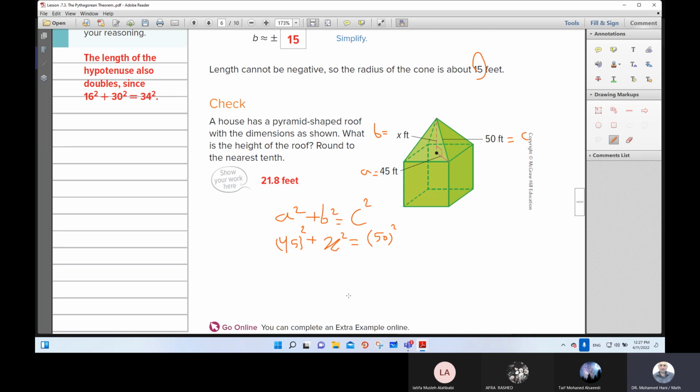Now 45 squared means 45 times 45, and the answer will be 2025, plus x squared equals 50 times 50, which will be 2,500.